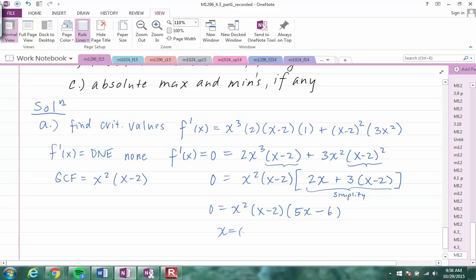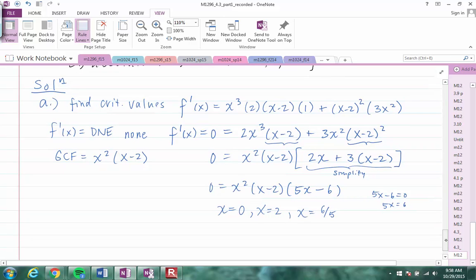For solutions to that, x equals 0, x equals 2 from the factor x minus 2, and then for this last one, maybe you even want to set up the little equation, 5x minus 6 equals 0. That's going to happen when x is equal to 6/5. So those are our critical values.